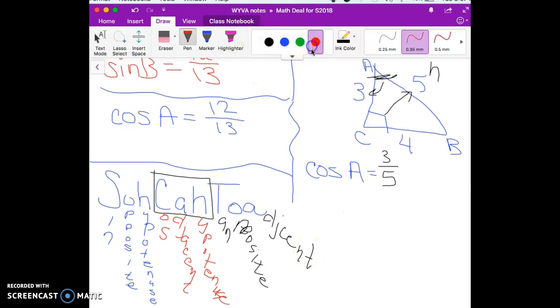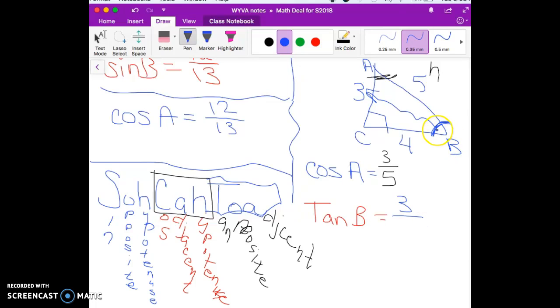And then say Miss Gray got crazy and said, hey, find the tangent of B. Ooh, tangent of B. Okay, so I'm going to go to my angle B, that's down here. Tangent is opposite. Walk across, that's 3, over adjacent. Is that the 4 or the 5? Oh no, 5 is the hypotenuse. So it's got to be my 4. 3 over 4.